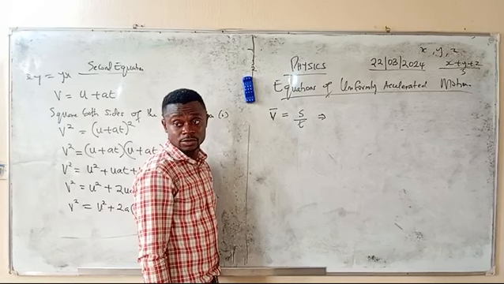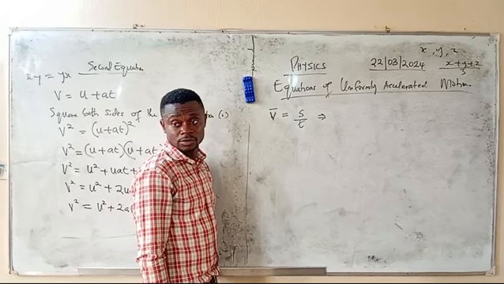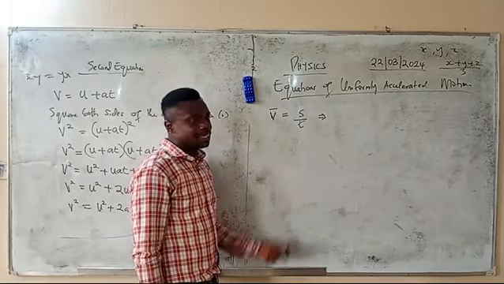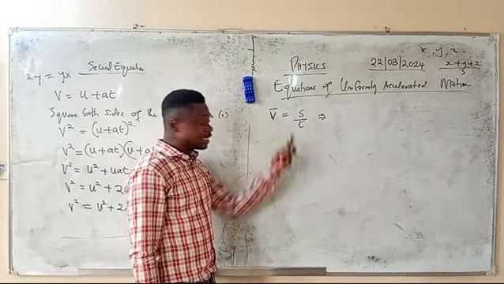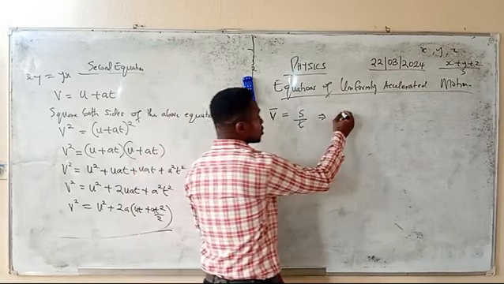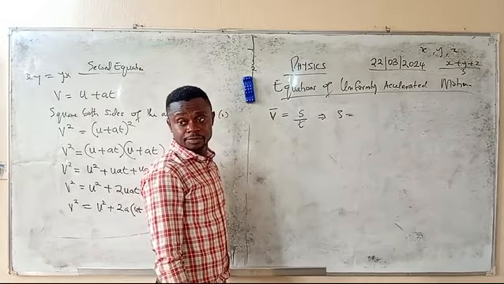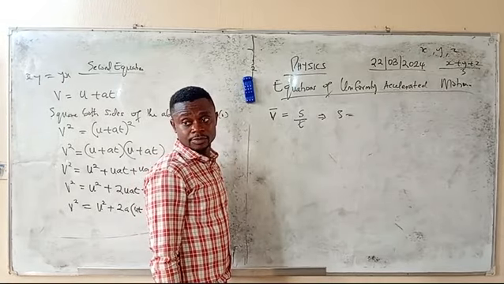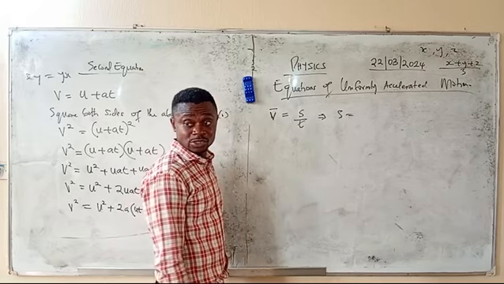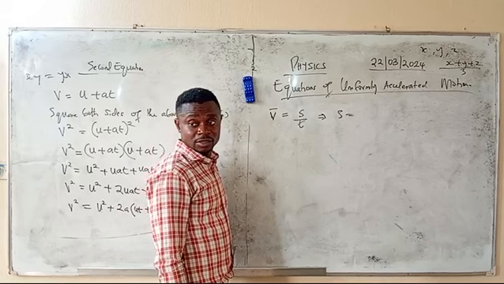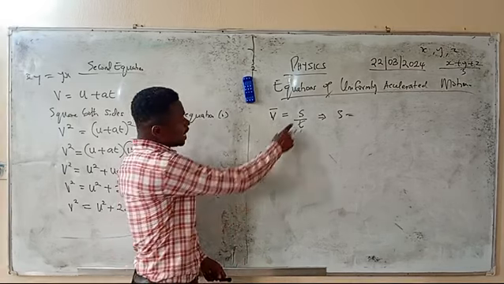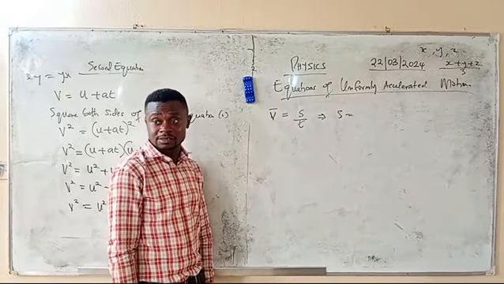V bar is equal to what? Total distance over time. Good. So we now make S, the distance, the subject of the formula. S is now what? Over time. Can you make S the subject of the formula in this equation, please?